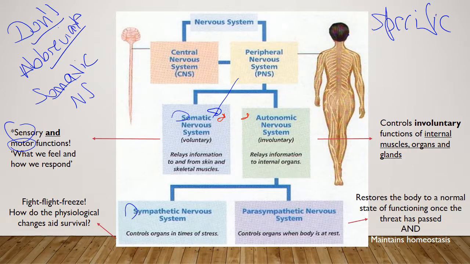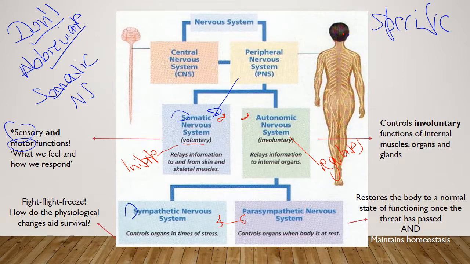The somatic nervous system is voluntary, and this allows us to initiate a response, where the autonomic nervous system regulates things, okay? So it regulates functions of internal muscles, organs, and glands, okay? We would also say that the sympathetic and the parasympathetic nervous system are complementary as well, okay? And this is all to do with changing our bodily functions in times of stress, okay?